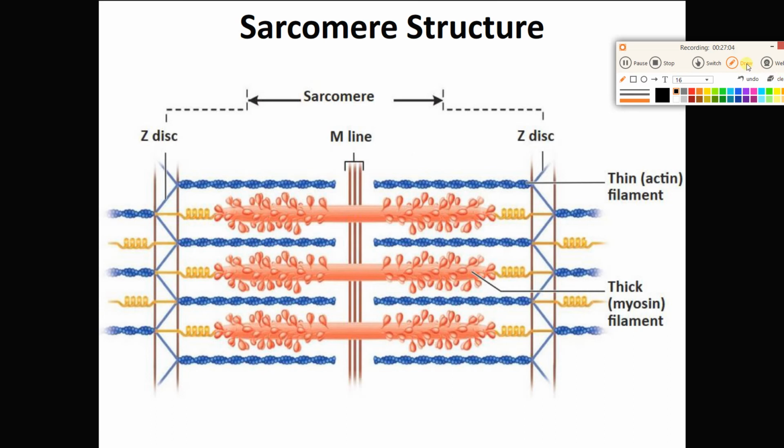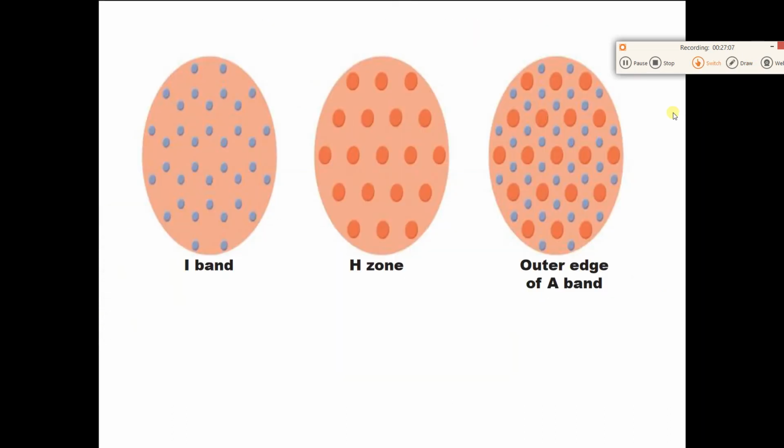All right, more on the contractile machinery earlier. We got some slices here. If we slice through just the I band, we see nothing but the blue, thin actins. If we slice through the H zone, we see nothing but the thicker myosins. If we slice through the outer edges of the A bands, that's where we have the overlap. And the overlap is crucial because it's where the myosin can grab onto the actin, pulling it inward, contracting the sarcomere.